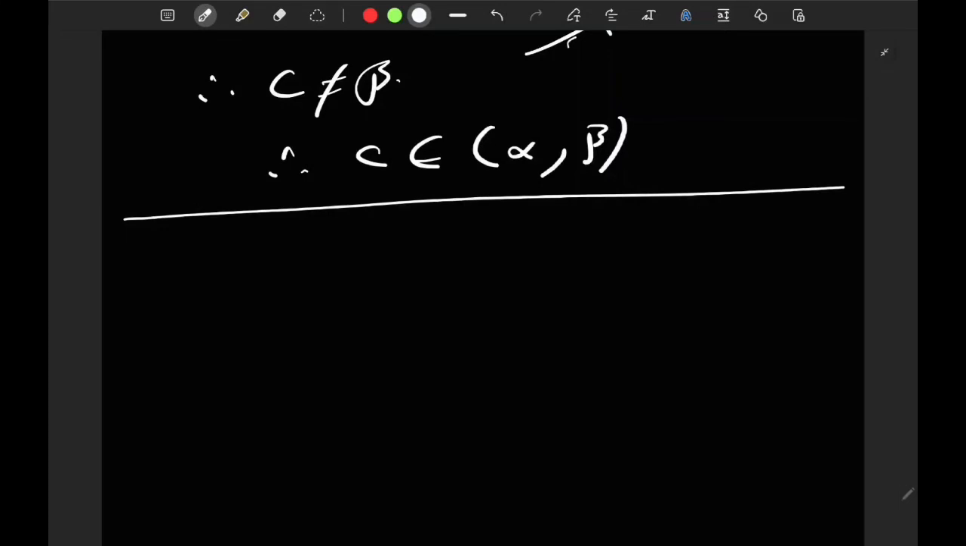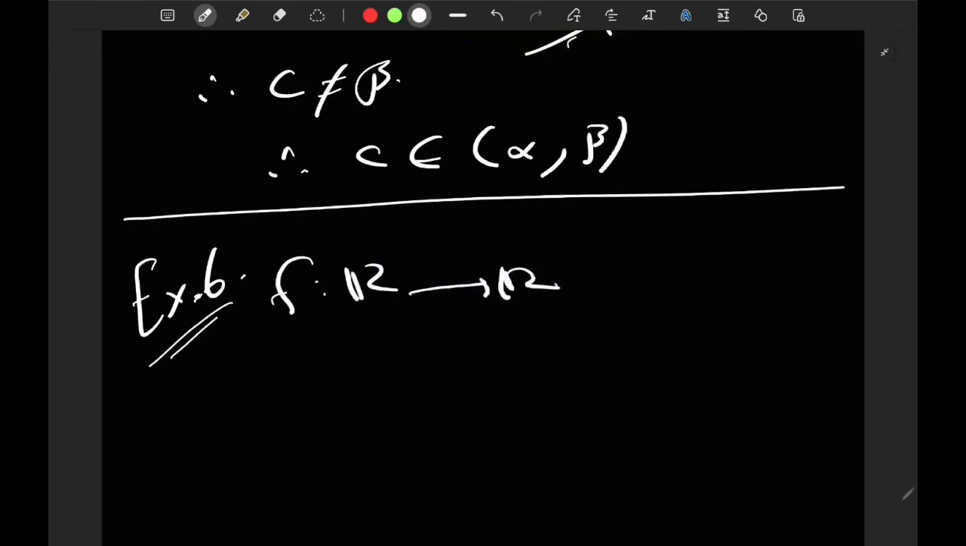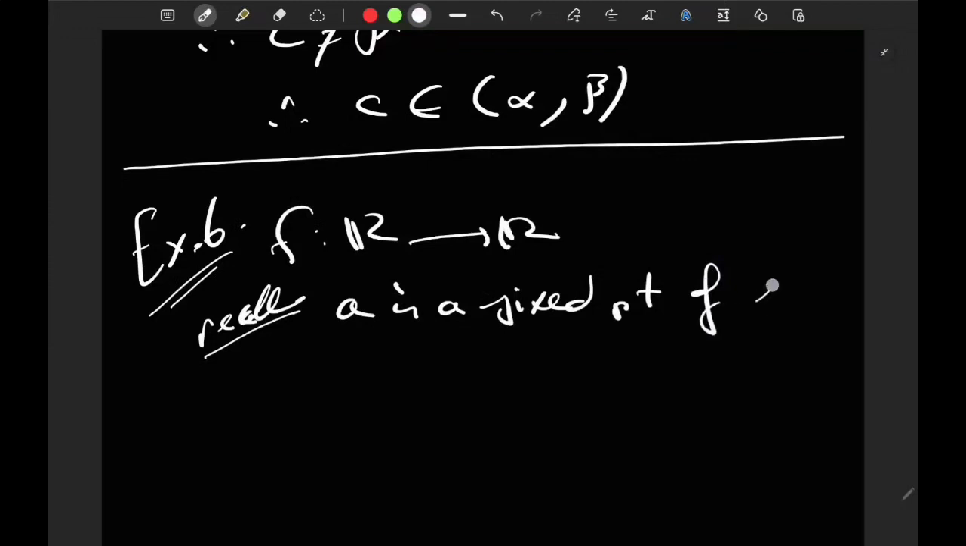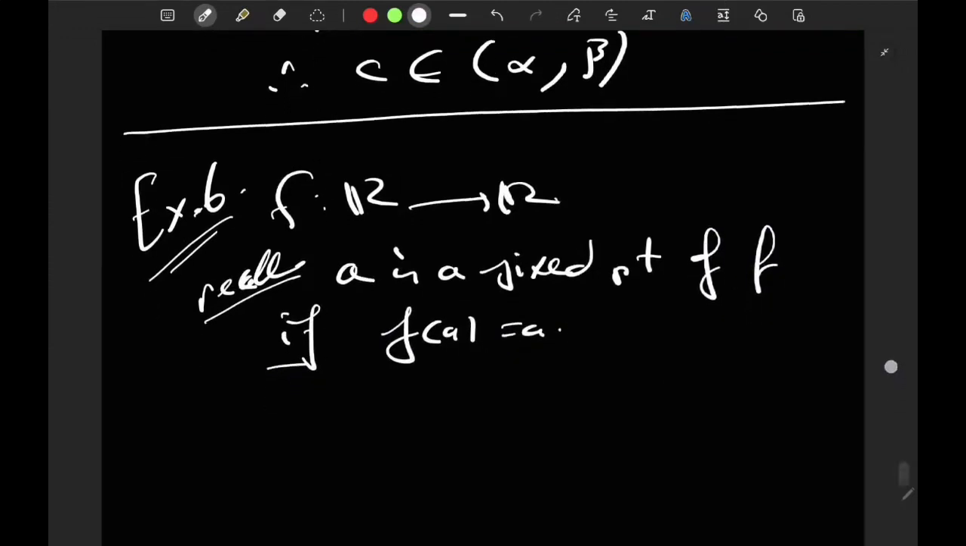Let's move on now to exercise number 6 on the sheet. Exercise 6. So what is this exercise about? You have a function f from R to R. Recall that for any function whose domain is the same as the codomain, we say that A is a fixed point of f if it's true that f of A equals A. If f fixes A.